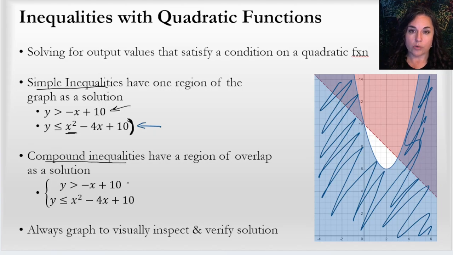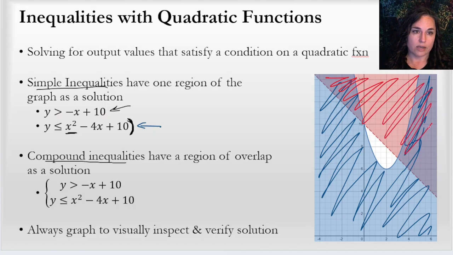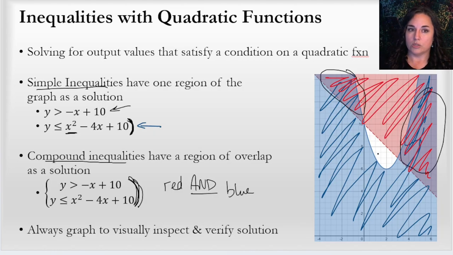I did the compound inequality between the line and that parabola. For the line, when is the output greater than the line? Well, that's where all this red area is. That's that red area. And if we wanted to do a compound inequality, we'd have to take both of those together. We're going to have to ask where is it red and blue? Where is it red and blue? And when I look at that, there's an area right here where it's red and blue, and there's an area right here where it's red and blue.